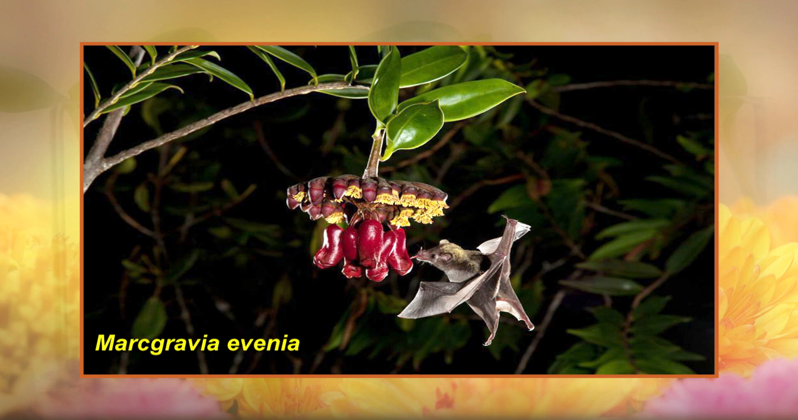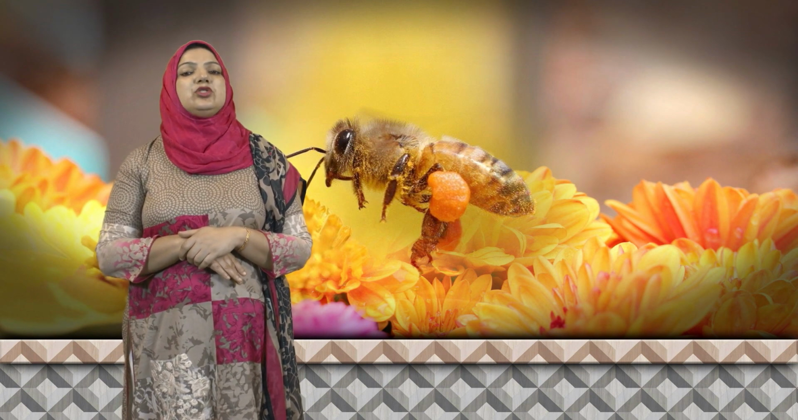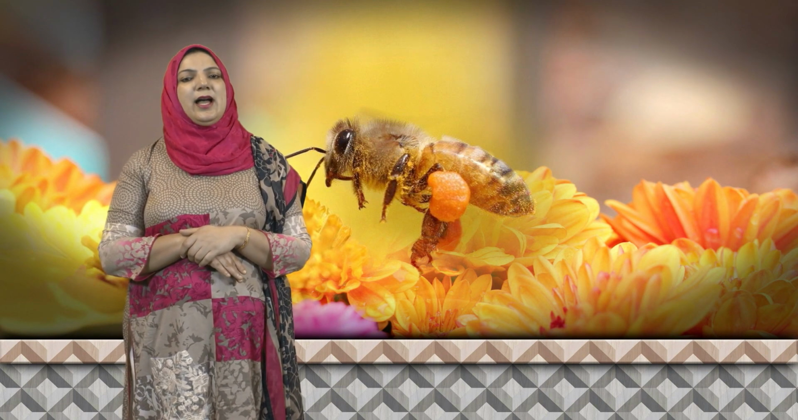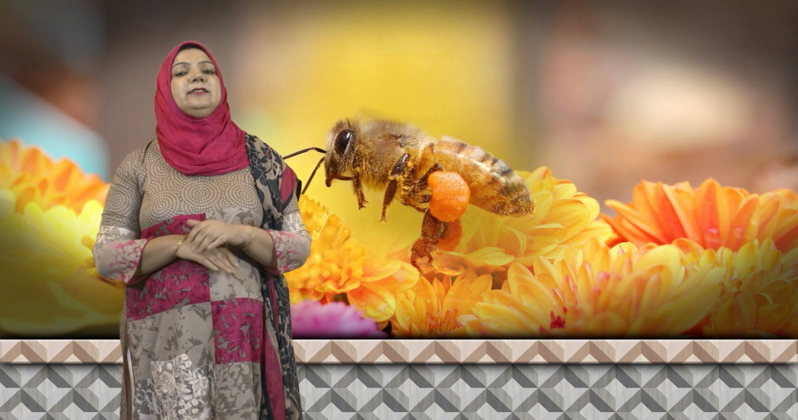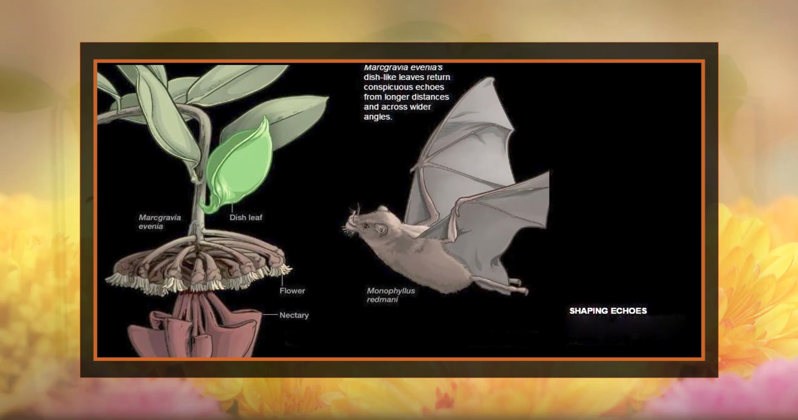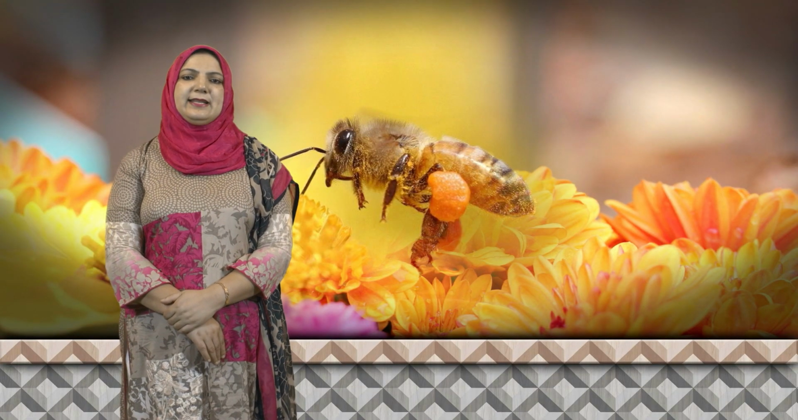Marcgravia evenia, a newly discovered Cuban rainforest vine, has developed a distinctively shaped concave leaf next to its flowers, which is believed to be reminiscent of a dish reflector. This leaf acts as an ideal echo beacon, sending back strong multidirectional echoes with an easily recognizable and unvarying acoustic signature, perfect for making the flower obvious to echolocating bats. This echo beacon benefits both the bats and the vine. It enhances the foraging efficiency of bats and thus enhances the number of visits received by the plant for materializing its pollination.